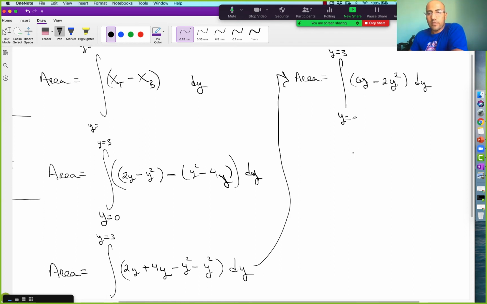So let's see, that'll be using my guessing and checking. That'll be 6 times 1/2 y squared. Now this part takes care of just the y, and there's a constant 6 there, so that'll reduce to a 3. Minus 2 times 1/3 y to the third. And that'll take care of that guy. And all of that gets evaluated as y ranges from 0 to 3.